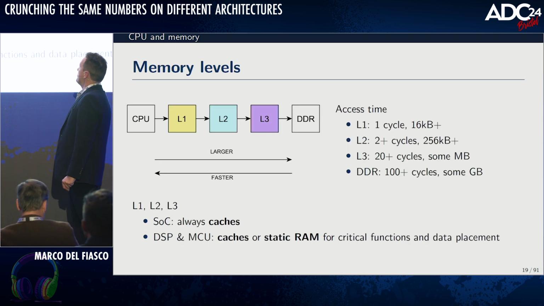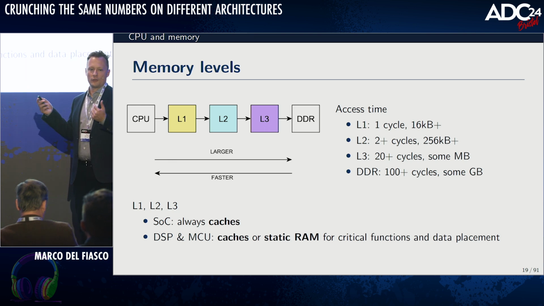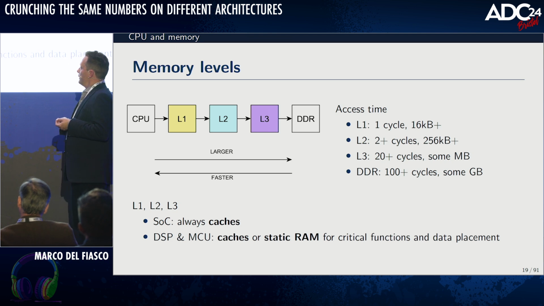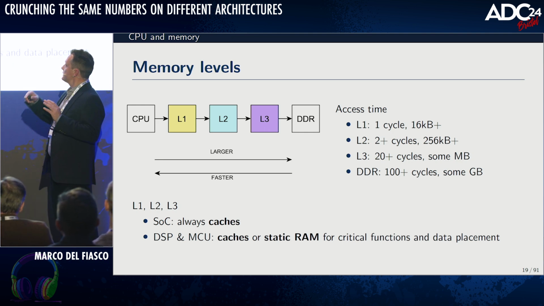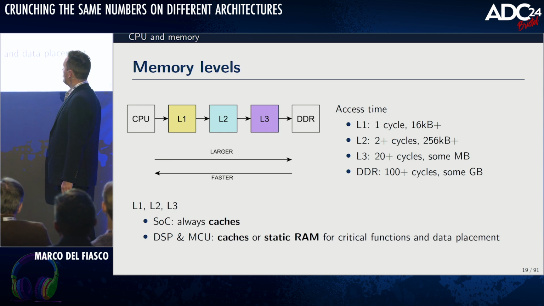This is about memory levels. The CPU continuously loads and stores data to the main memory. If we want a large memory, we need to use the external memory, DDR memory, which is not fast. So the solution is to have intermediate memories, which are faster, and use this layered memory level architecture.